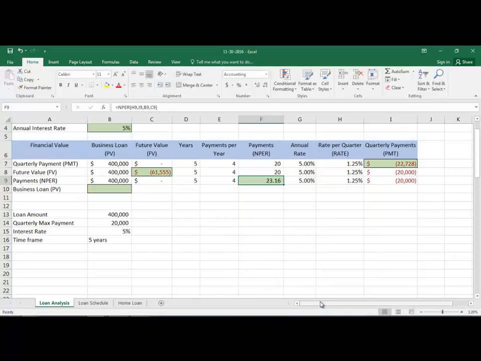Now you can see it says it's going to take us 23 payments to pay off this loan. And that makes a lot of sense, because if you look here, you were 61,000 short, and if you divide that by 20,000, that looks like 3 more payments. That's pretty much what you're doing, a little over 3 more payments.